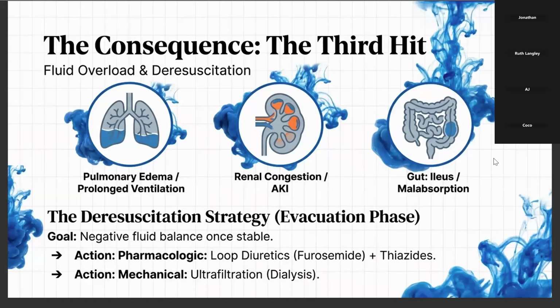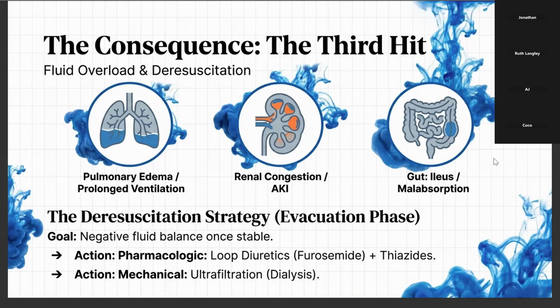The consequences of fluid overload are multiple as well. You give them too much fluid, you create pulmonary edema, you prolong their ventilation. You increase renal congestion, too much fluid in there, and acute kidney injury. And their gut will also be edematous. So if they've got an edematous gut, they're not absorbing, or if they are absorbing, they're not absorbing well.